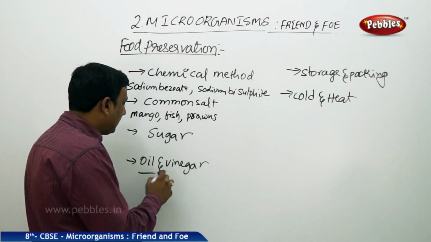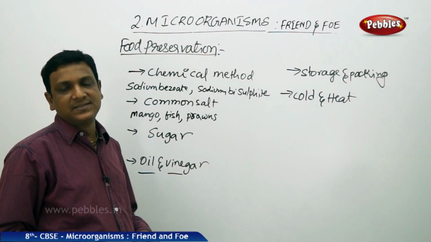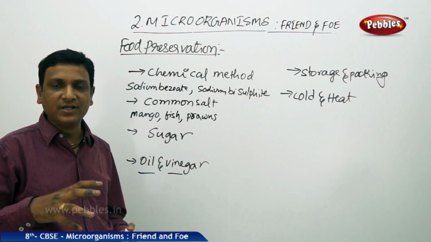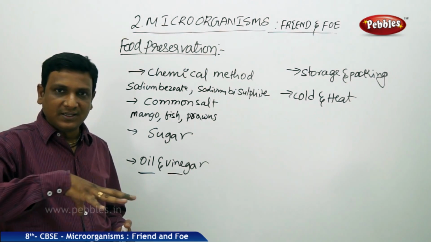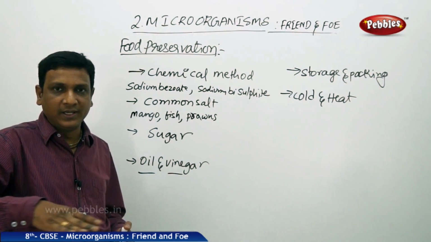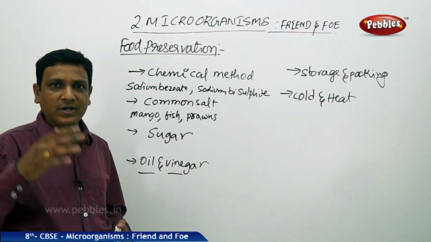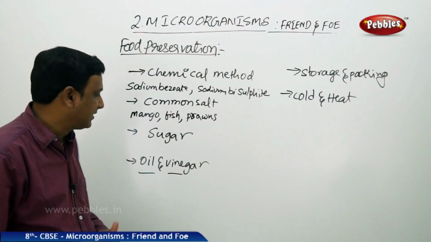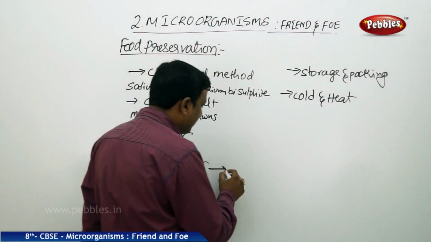And next is oil and vinegars. Oils are used in pickles. When a pickle is prepared, they use plenty of oil. They see that the pickle is totally covered by oil, a layer of oil. It does not allow the microorganisms to spoil the food item. At the same time, vinegar is also mixed with certain food items.